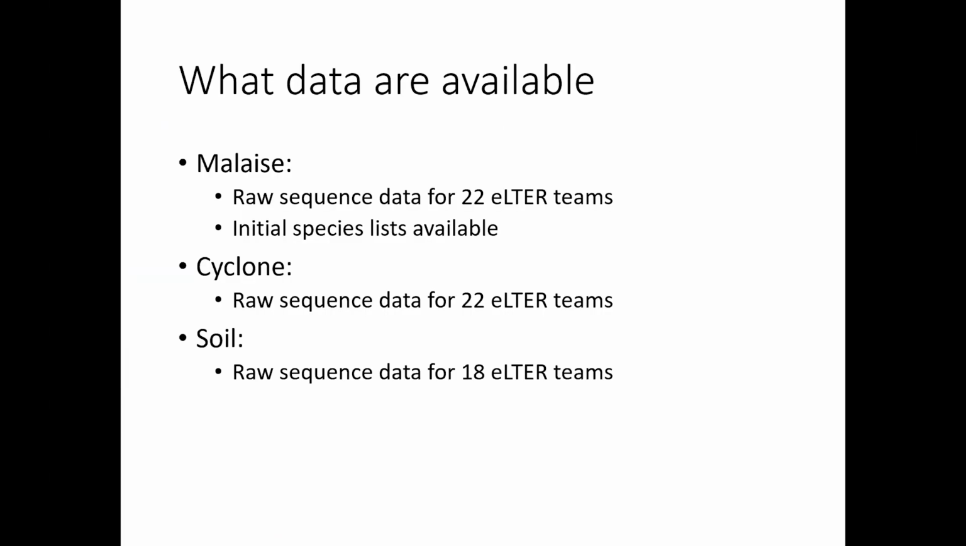So what data are available right now? For the Malaise 22 teams, basically everybody who sent in samples could have raw sequence data if you want. Raw sequence data is very, very large files, and they're only useful to you if you can run bioinformatics for yourself, but you can request it if you want. But we do also have initial species lists available upon request.